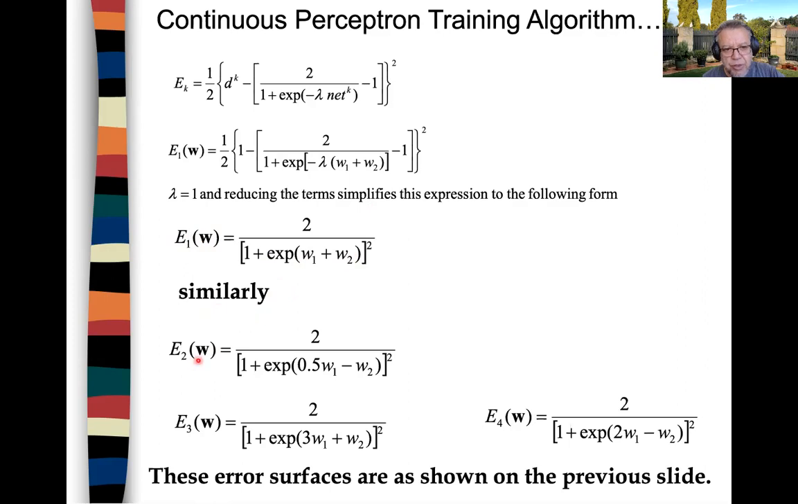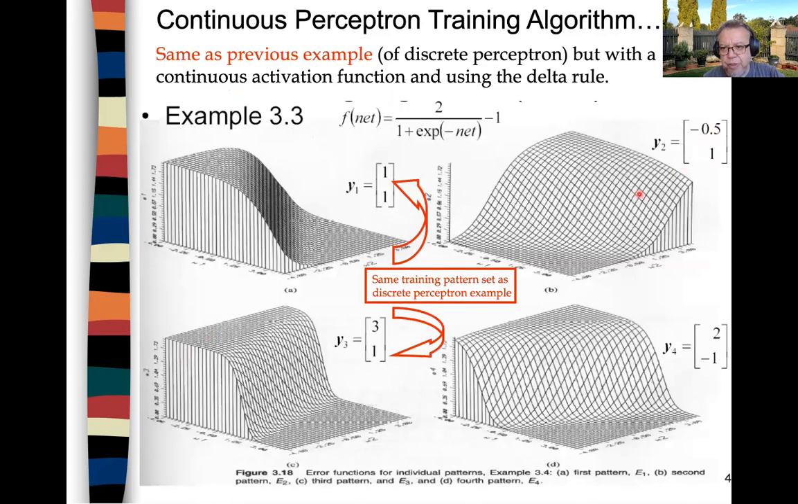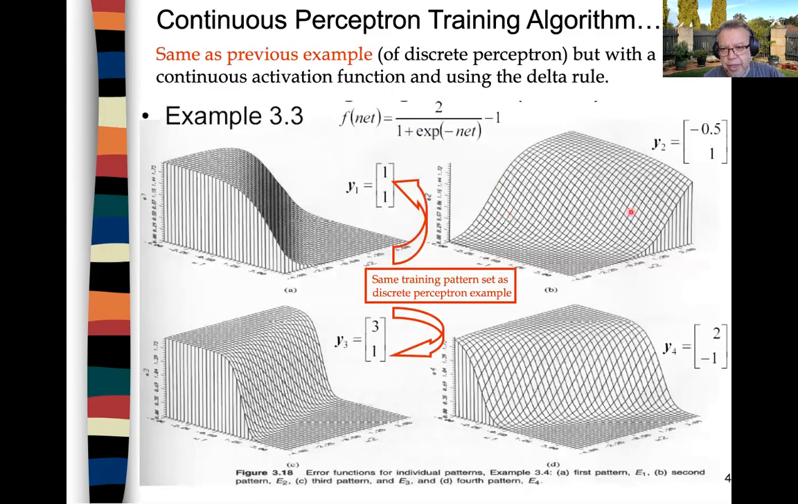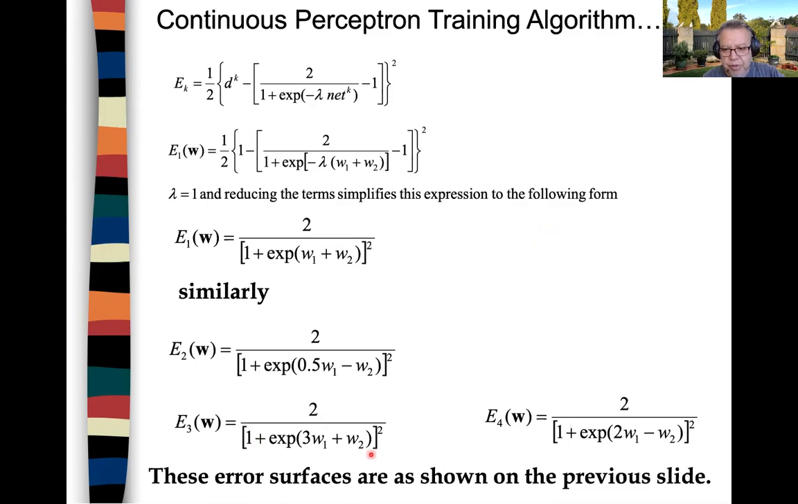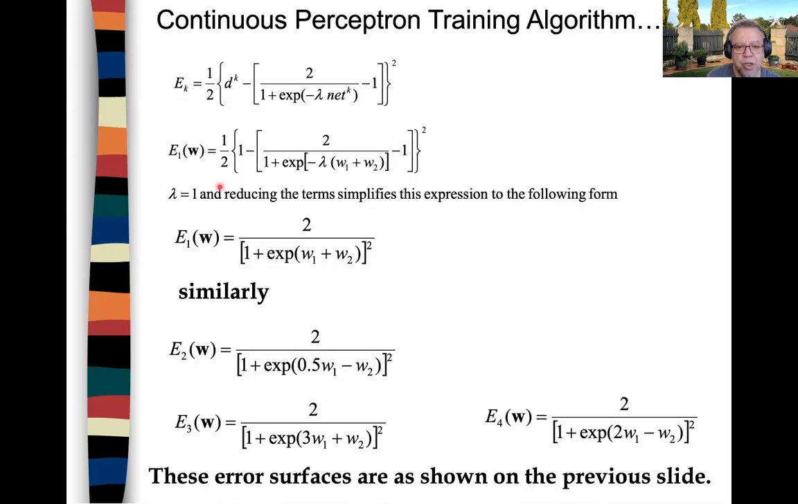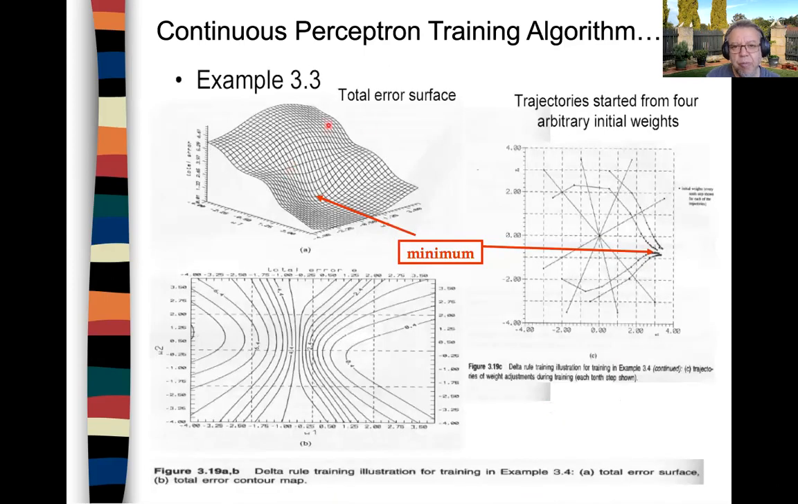You can do the same thing by looking at the second input pattern, Y2, which is (-0.5, 1), and you do the same procedure. You find an expression for E2 that you can draw here. The same thing for E3, and the same thing for E4. These error surfaces are as shown on the previous slide. If we combine them, our total error is equal to E1 plus E2 plus E3 plus E4, which looks like this.